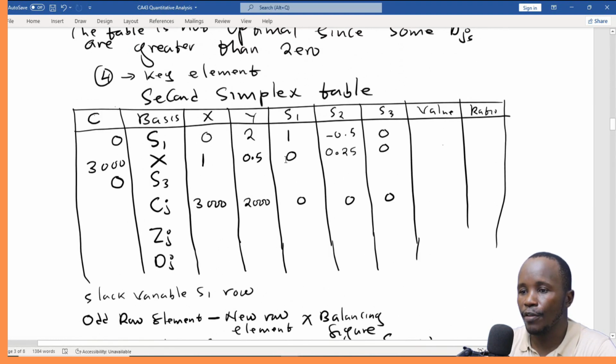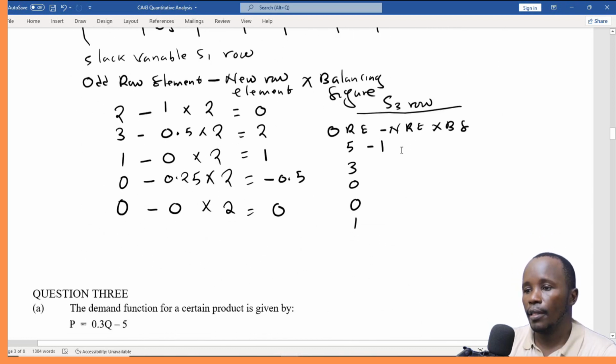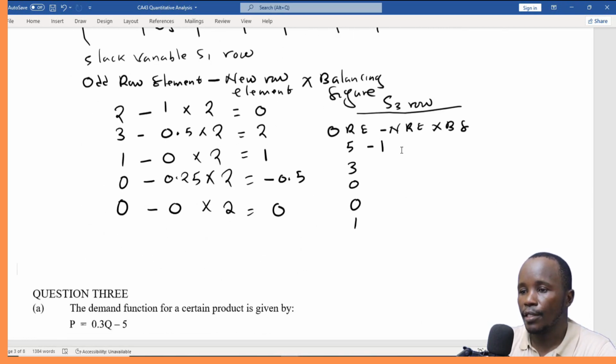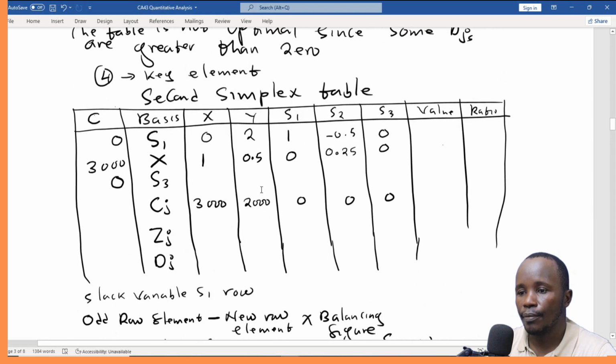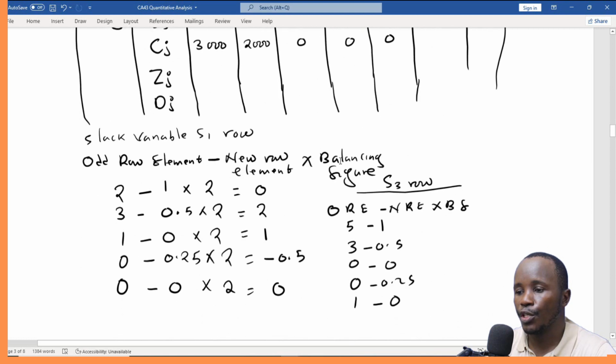That is 1, 0.50, 0.25 and 0. So 1, then we have here minus 0.5 minus 0 minus 0.25 minus 0. I've brought in the new elements. The new elements are not changing in the two instances. Here and this we are going to have the same new elements. This one 1, 0.5, 0, 0.25 and 0.